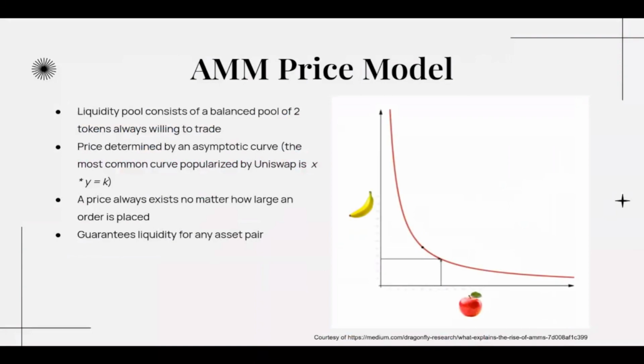So a liquidity pool, like I said, consists of a balanced pool that anybody can deposit into of two different tokens. And these people who deposit these tokens are signaling that they're always willing to trade one token for another token. And that price is determined by a mathematical curve that was popularized by Uniswap. And the curve is x times y equals k. And the x is the number of token A, and the y is the number of token B. And then k would be the result of that. And if nobody adds liquidity, then k will be constant.